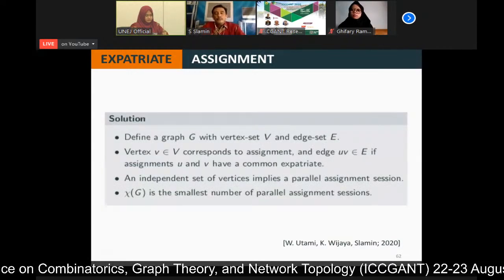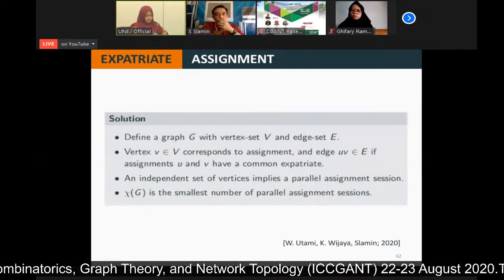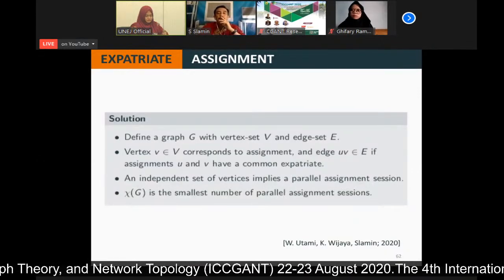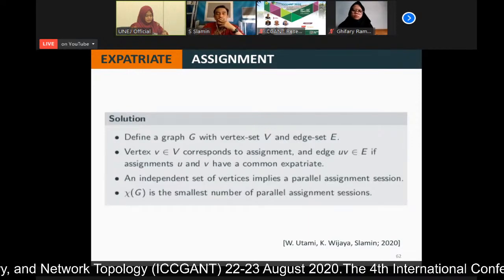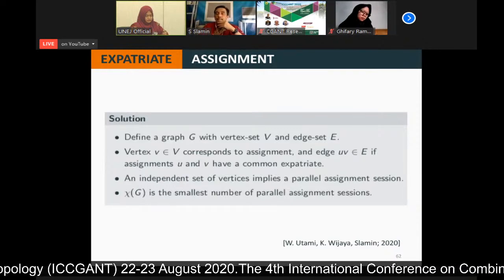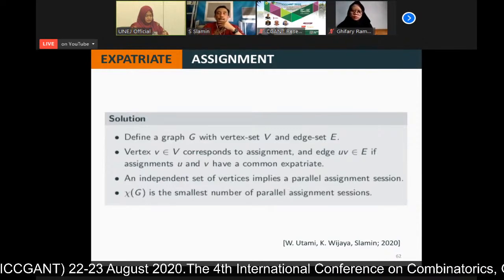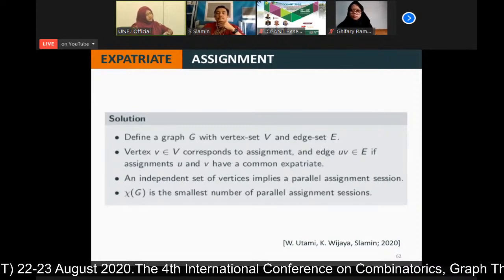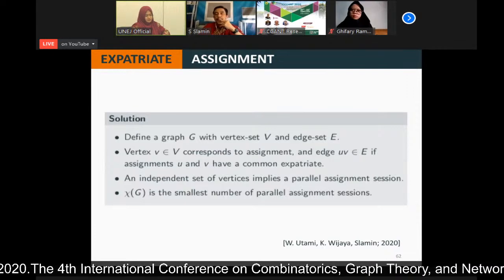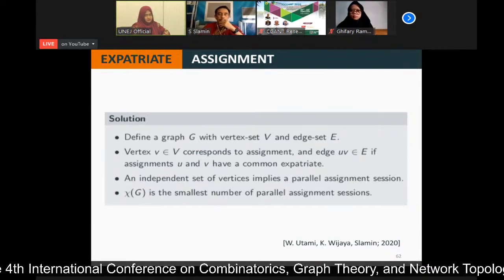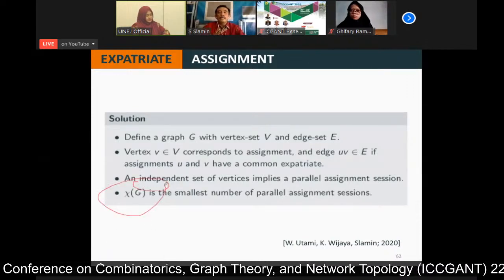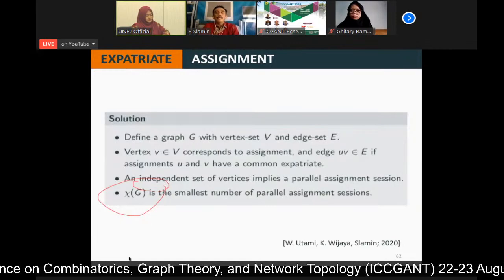Okay, this is the solution. Actually, this is similar to the exam schedule. We define a graph G with vertex set V and edge set E. Vertex V corresponds to an assignment, and there is an edge UV if assignments U and V have a common expatriate. So an independent set of vertices implies a parallel assignment session. So we use the chromatic number as the smallest number of parallel assignment sessions.